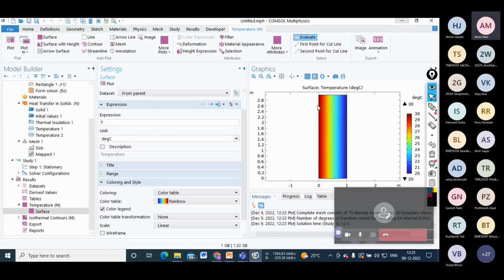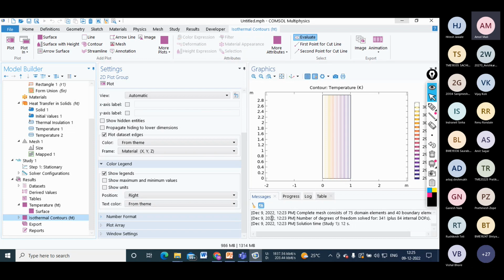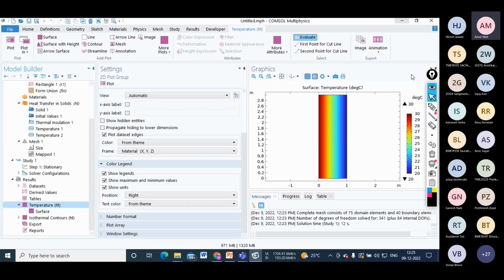So here at the left hand side we have given the 30 degree temperature, and at the right hand side we have provided the 20-degree temperature. Okay, then isothermal contours also we can see here. Now next to that, we can show here the temperature distribution also.